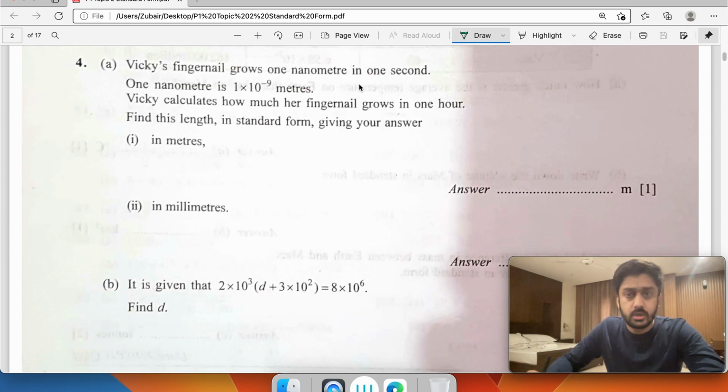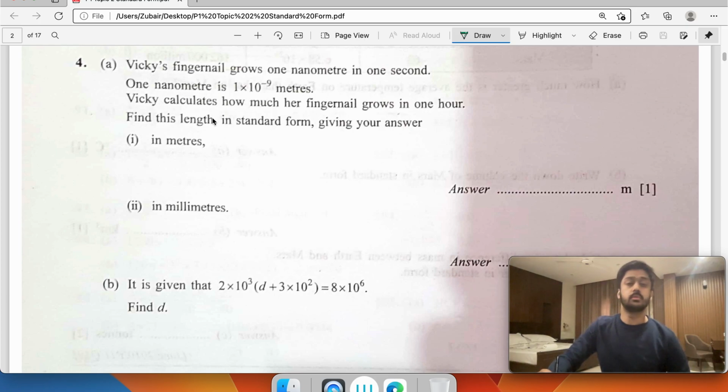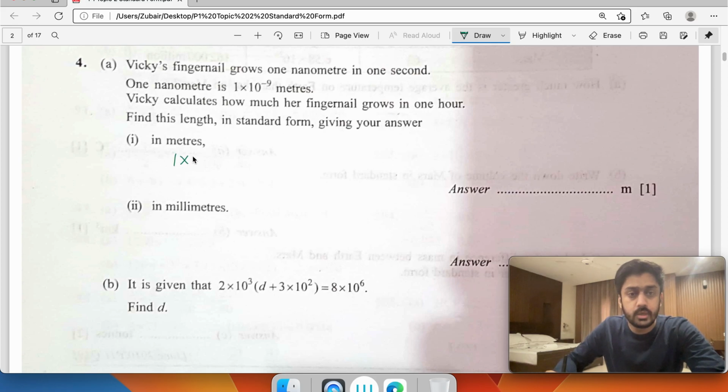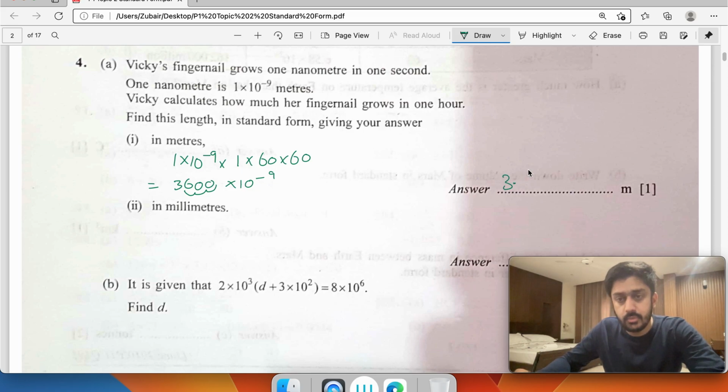Vicky's fingernail grows 1 nanometer in 1 second. 1 nanometer is 1 times 10 raised to power minus 9 meters. Vicky calculates how much her fingernail grows in 1 hour. Find the length in standard form, giving your answer in meters. So in 1 second it grew 1 times 10 raised to power minus 9. In 1 hour there are 60 minutes, and then again there are 60 seconds. So 3600 times 10 raised to power minus 9. Now we have to adjust these three zeros. 3.6 times 10 raised to power minus 6.